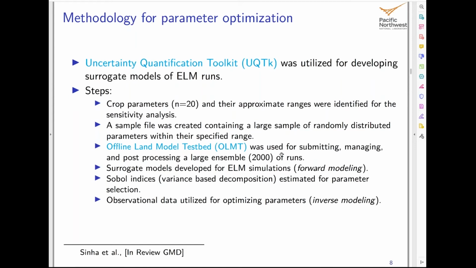And OLMT, or the offline land model testbed developed by Oak Ridge National Lab, was utilized for submitting, managing, and post-processing a large ensemble of runs. In our case we made almost 2,000 ELM runs. We then developed surrogate models for these ELM simulations, and those surrogate models were used for sensitivity analysis by estimating the Sobol indices and identifying the most influential parameters. And finally, we utilized the surrogate model in conjunction with observational data for optimizing the various parameters.